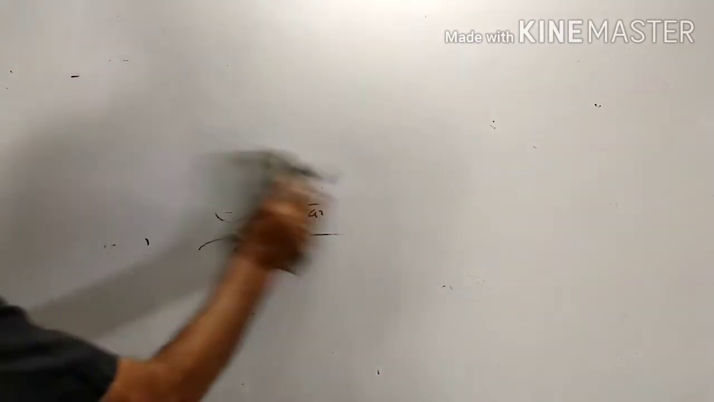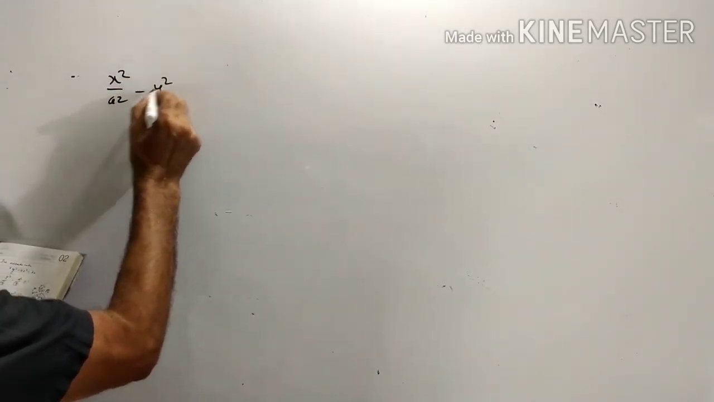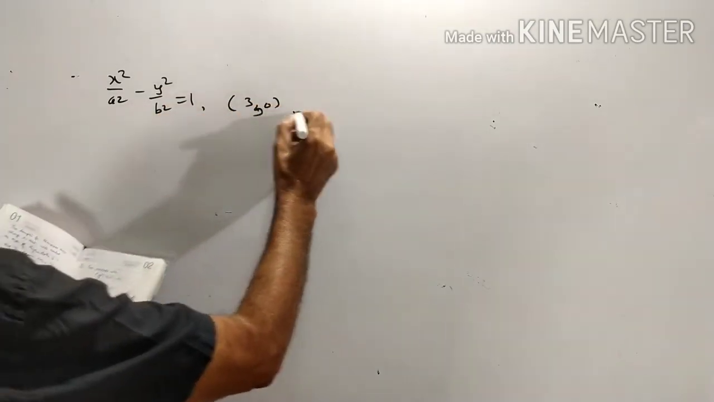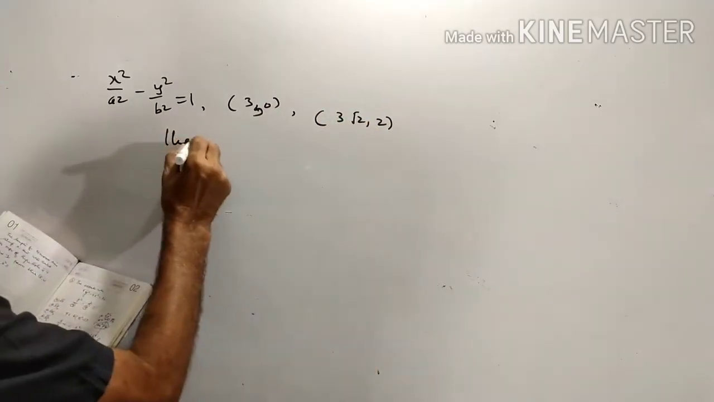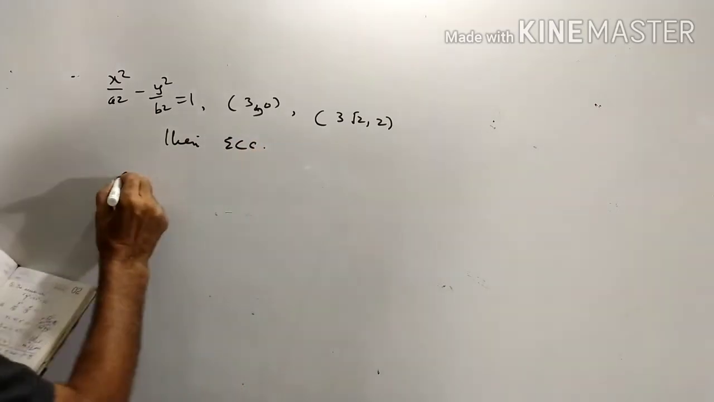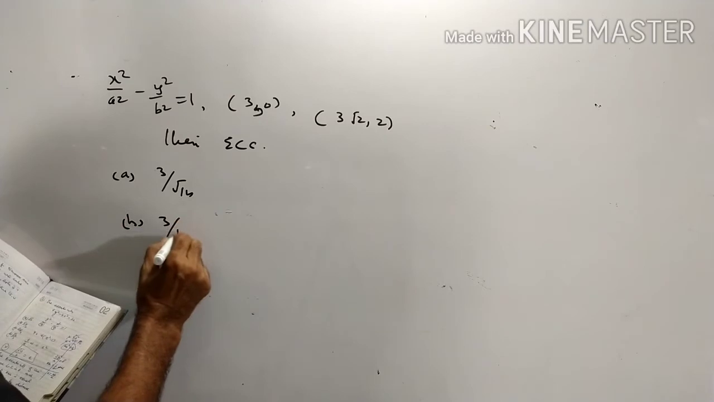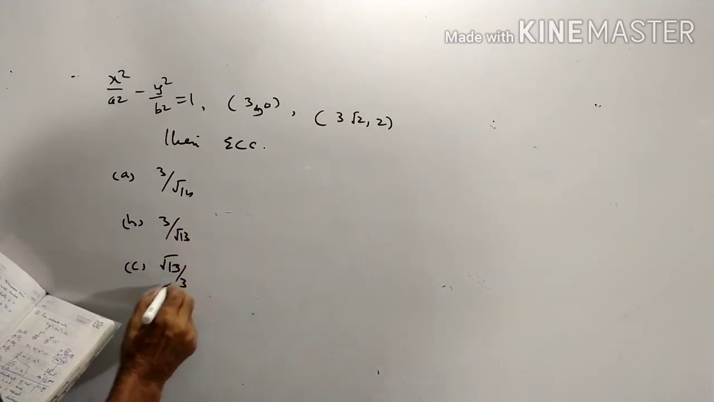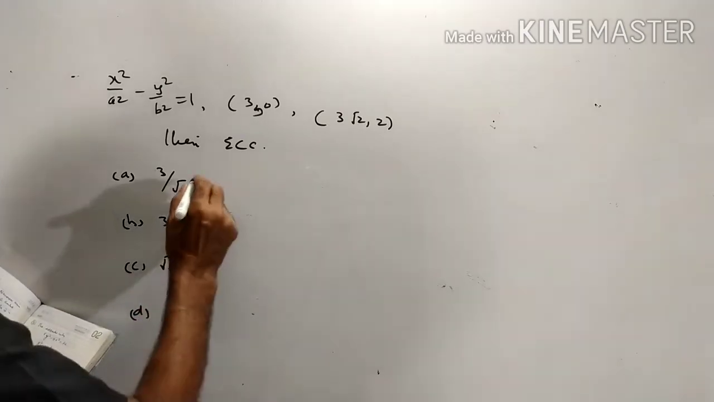My next question is here. A hyperbola is given to us, and it passes through 3, 0 and 3 into under root 2, 2. Then what is its eccentricity? Okay, the choices are A, 3 upon under root 14, B, 3 upon under root 13, C is equal to under root 13 by 3, and finally D is under root 14 by 3.